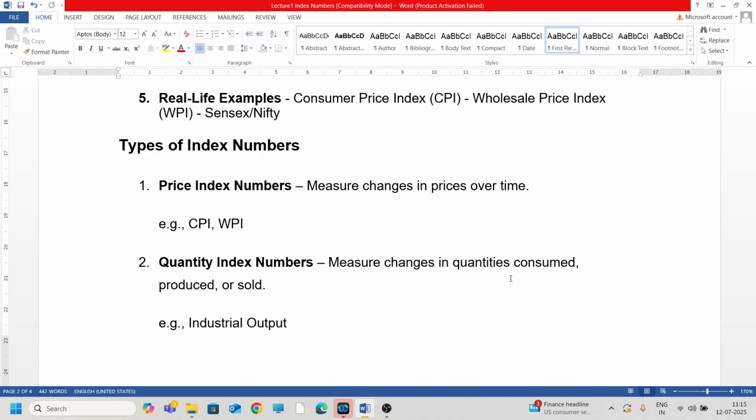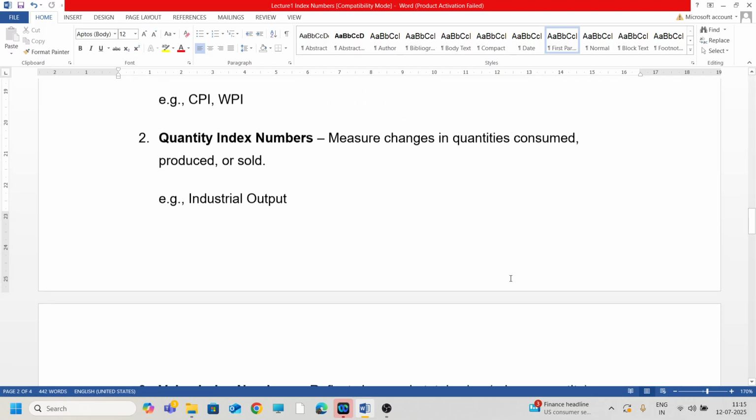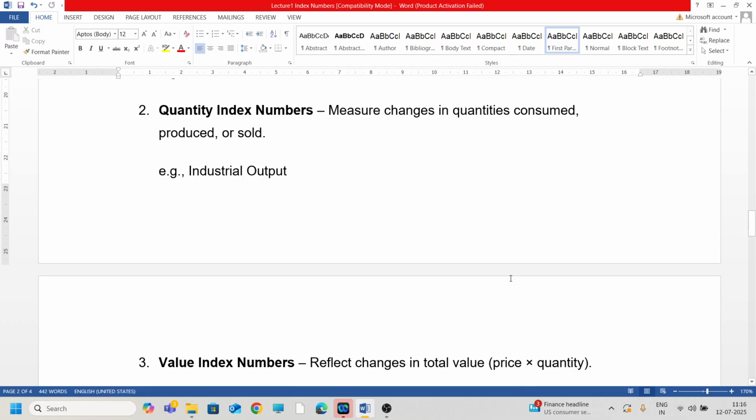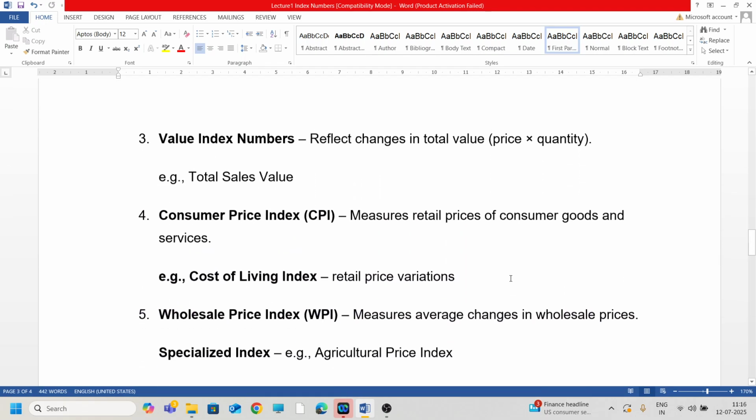Price index number, the example is CPI and WPI. It measures the changes in price over time. Quantity index number, the example is industrial output. It measures the changes in quantity consumed, produced or sold by the industry. Okay. So the third one, value index number. The example is total sales value. It reflects the changes in total value. That means the price into quantity.